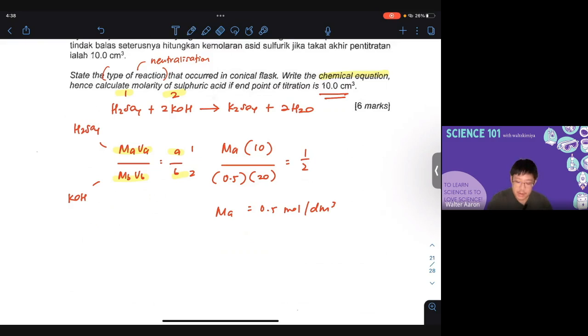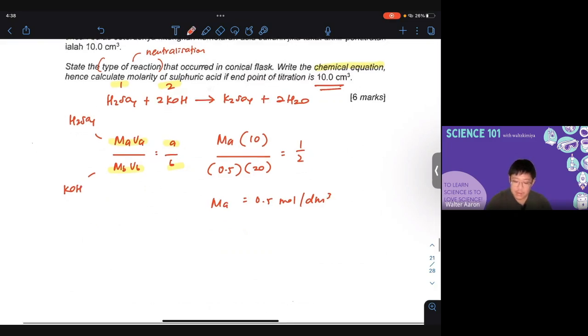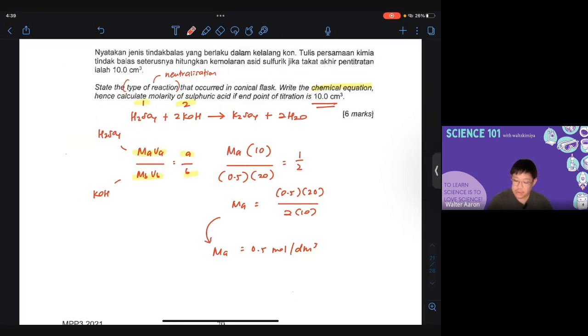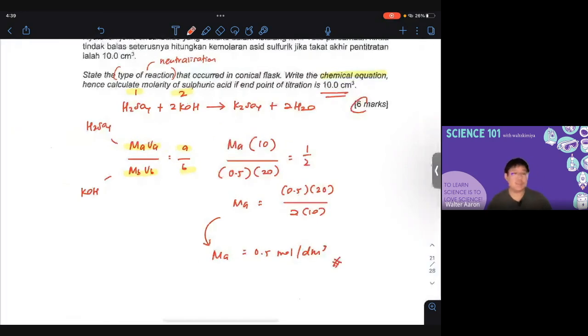All right, and then using your math skills, just shuffle the equation around. It's basic. If you don't know the step over here, you can use this and reshuffle everything. So technically MA is equivalent to 0.5 times 20 divided by 2 times 10. Then you'll be able to get your answer already, which is 0.5. If you do all that correctly, you should get 6 marks in total. Quite simple, I would say.